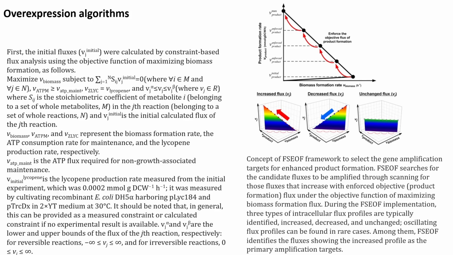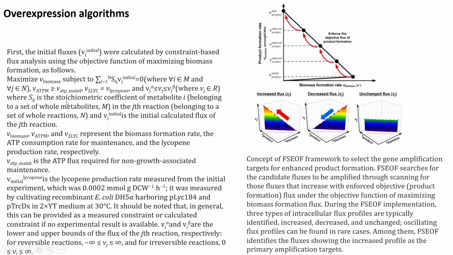Now, how do you incorporate this concept of overexpression into constraint based modeling? That we'll see here. First, you take the initial fluxes, given by V_j initial, and you calculate these initial fluxes by constraint based flux analysis, which is FBA. You can use an objective function of maximizing biomass formation as follows. This is the maximization function that we saw in previous slides as well. V biomass is the amount of biomass that is getting formed. You are trying to maximize that V biomass subject to certain constraints.